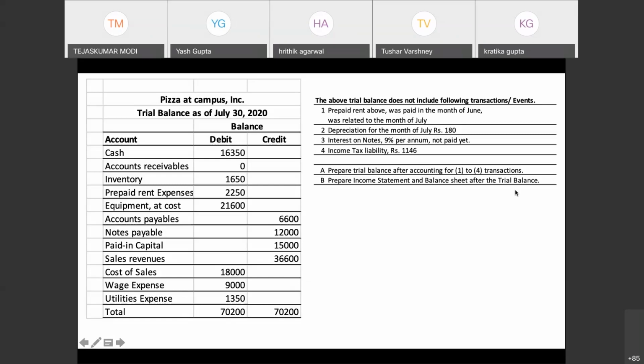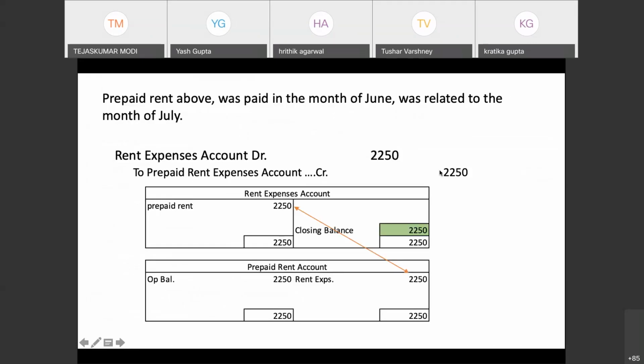Income tax expense account debit 1146 because it is an expense. At the same time, it is not paid, so to income tax payable or income tax liability 1146. So all these 4 transactions I have recorded like this. You can see we have discussed this already, but I'm just showing you how it looks.